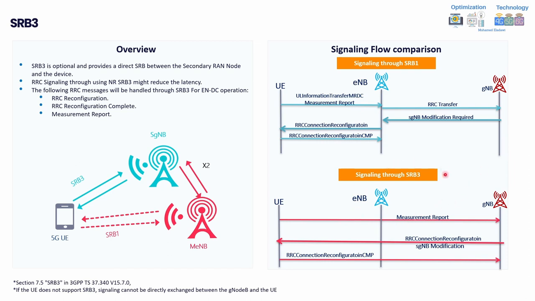Now, once you enable SRB3, as you can see here, the UE can have direct communication with the gNB, which can save some time instead of having this kind of exchange between the eNB and gNB. You can now have direct communication. So here we expect some reduction in the latency for the RRC signaling and so on. And one more point to highlight: not all devices are supporting SRB3. Some devices are not supporting it, but in all cases, even if it's not supported, it will still go through the normal process, which is going through SRB1.